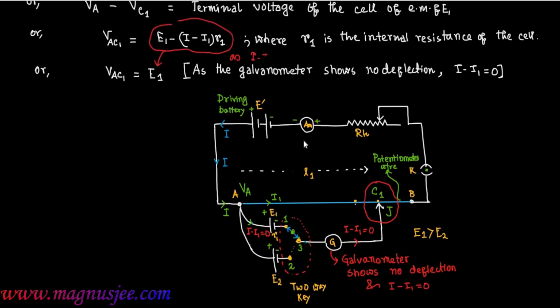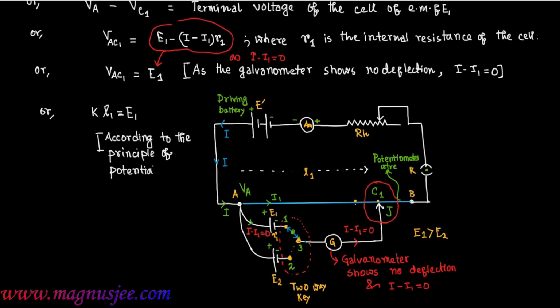That's why the terminal voltage E1 minus I1 into r1 will be equal to E1 only, as I minus I1 equals 0. No current flows through that arm. Therefore, VAC1 equals E1 according to the principle of potentiometer.